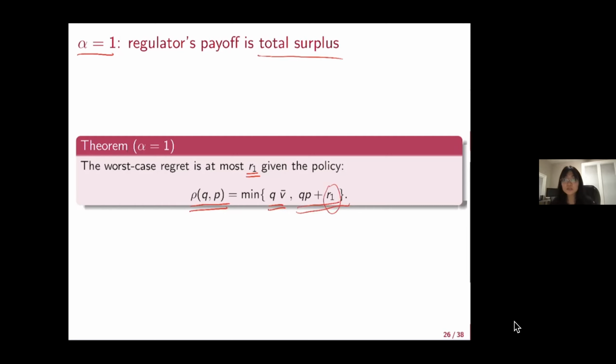So this is the policy such that the regulator wants to incentivize the firm to produce a little bit more than the monopoly quantity. On the other hand, the regulator would tell the firm that at some point the subsidy would stop. So this is how the regulator balances the regret from underproduction and overproduction.